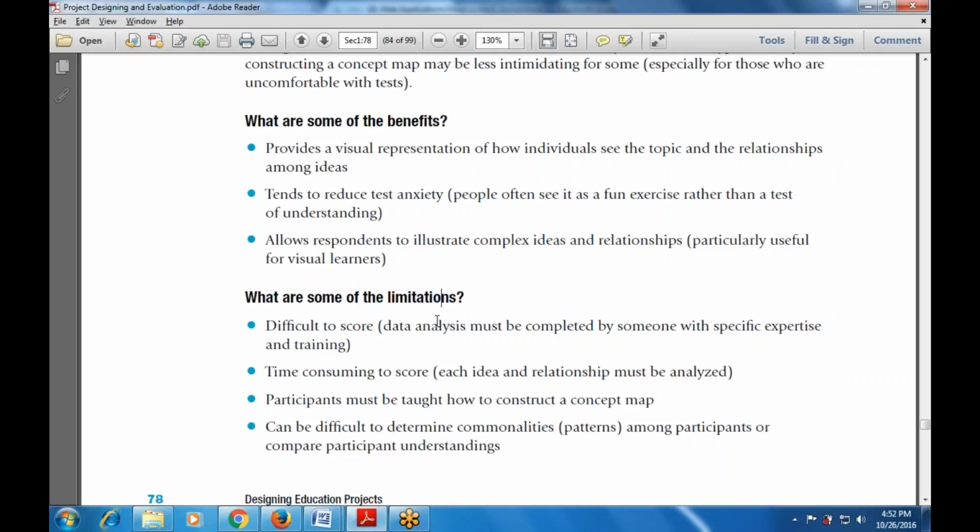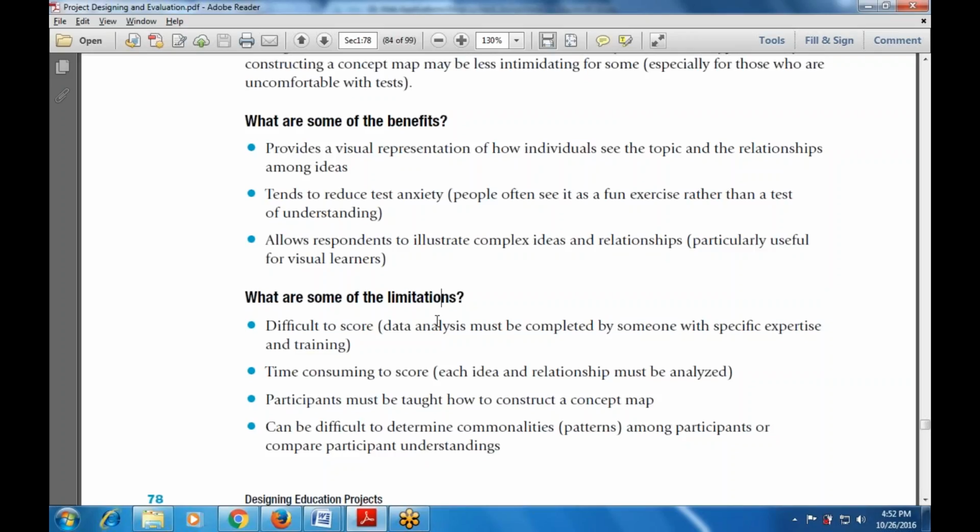Then, it is time consuming to score. It is very time consuming to score the ideas, and each idea and relationship must be analyzed to determine the various scores. Then participants must be taught how to construct a concept map. They must have the knowledge of how to construct a concept map. What are the various ways in which we can use the concept map? What are the criteria for using it?